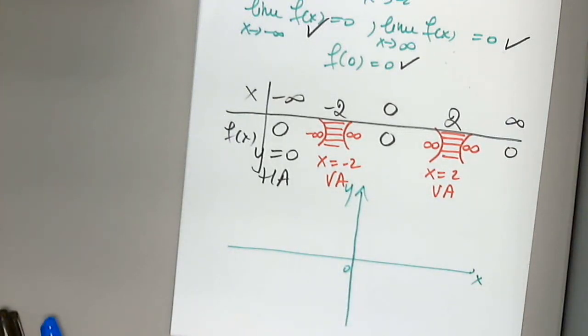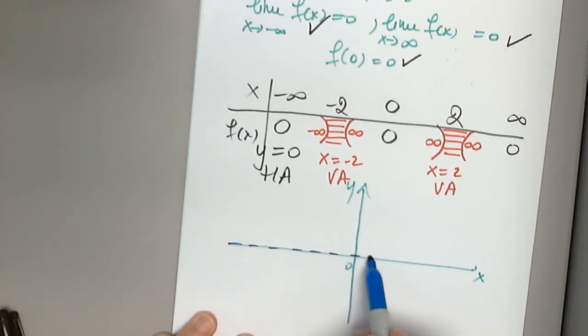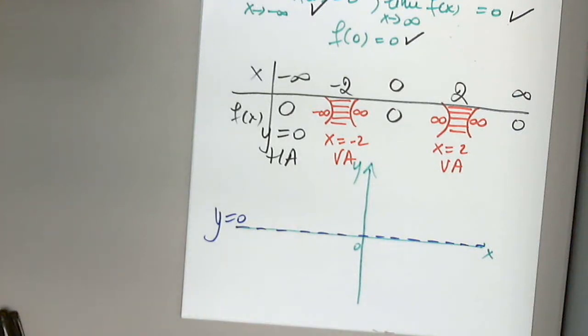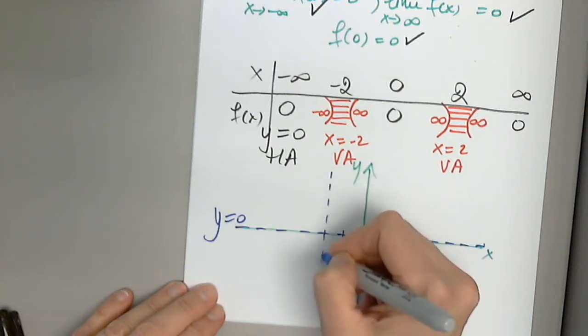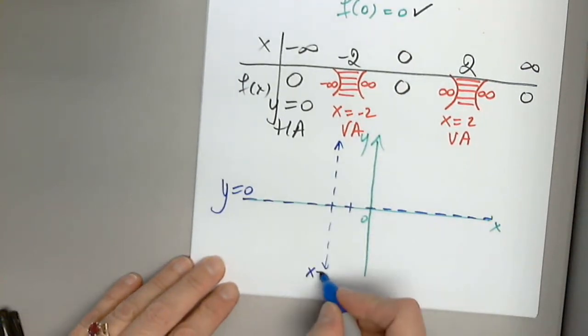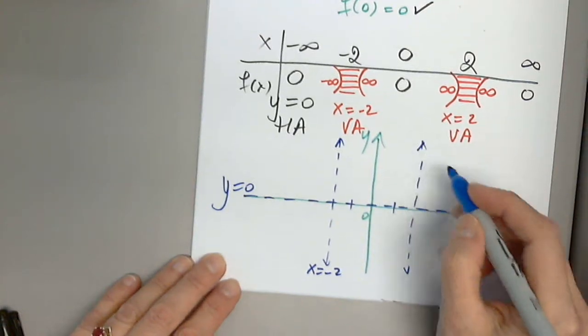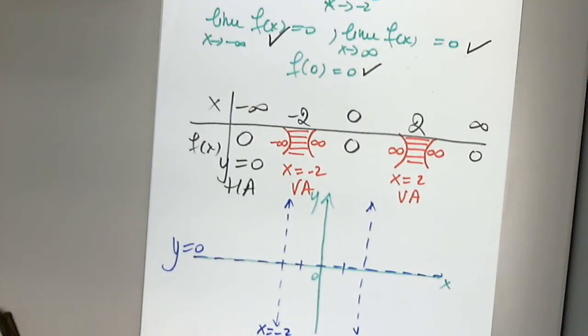I will graph my horizontal asymptote, although this is an overkill. There is really no need for that, but I want to emphasize my findings. At -2, I will draw a vertical asymptote. I will label it as x equals -2, as well as +2. I will label it as x equals 2. I will create my point 0, 0 right here.